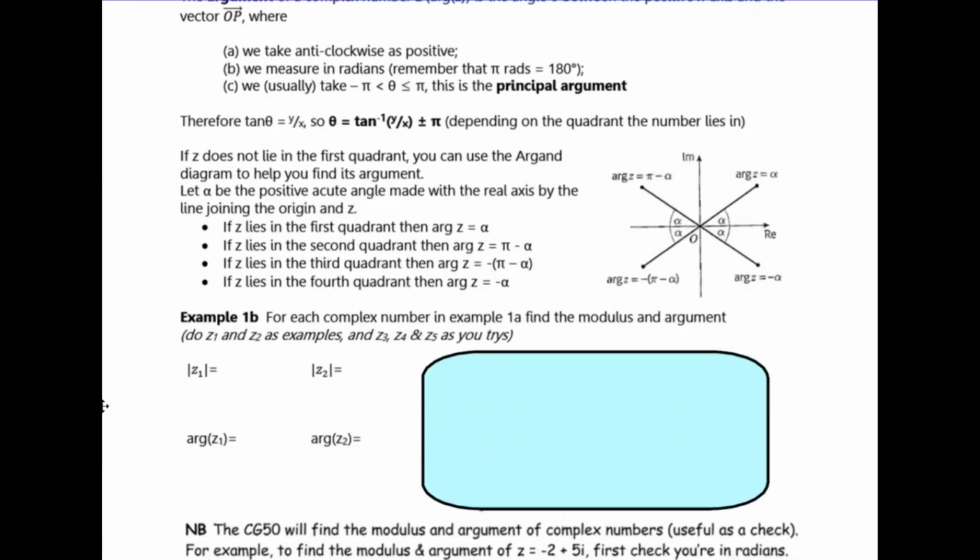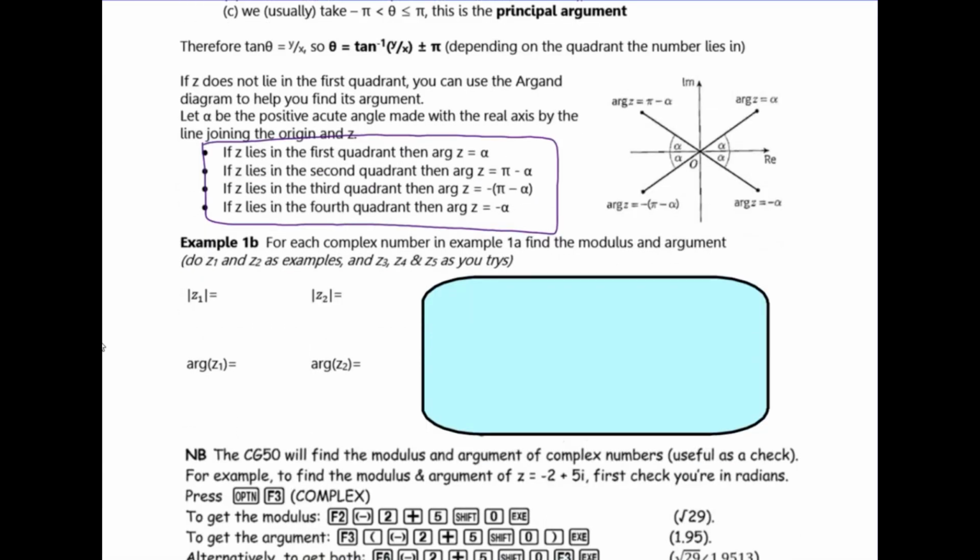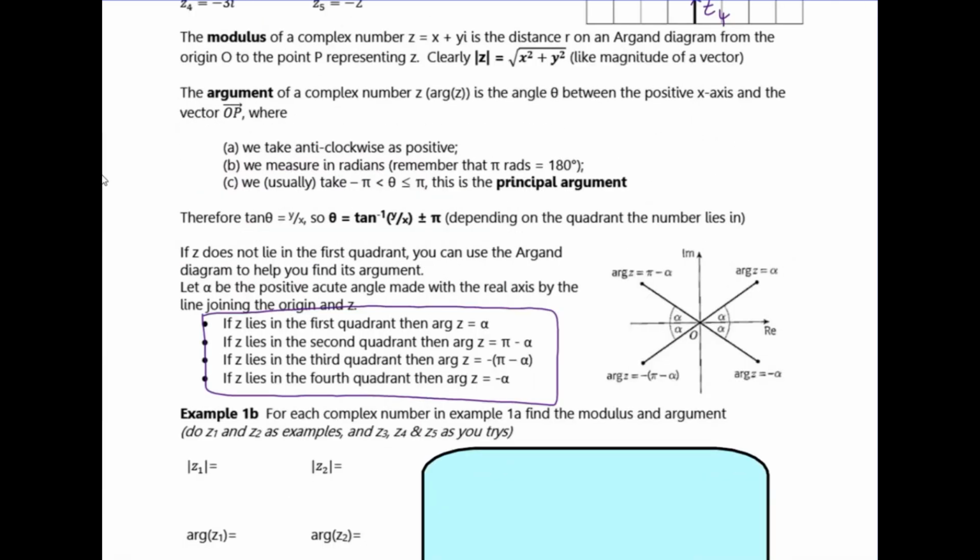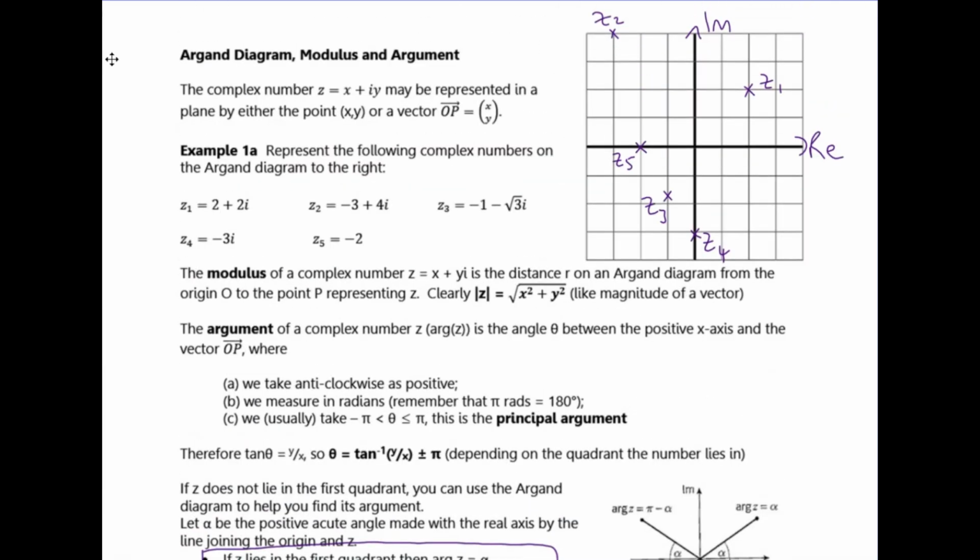There are some rules here that you can learn if you really want to, but my recommendation is that you always draw a picture of your complex number and use that to calculate your argument rather than trying to remember all of this. So we're going to calculate the modulus and argument for Z1 and Z2, and then Z3 to 5 are left as exercises. So first off, Z1.